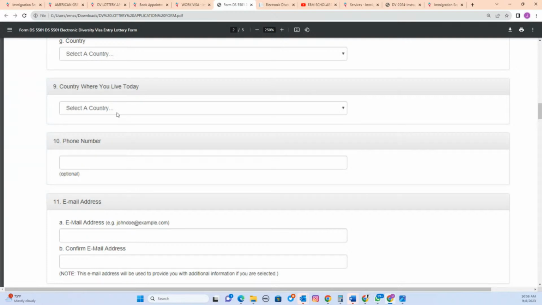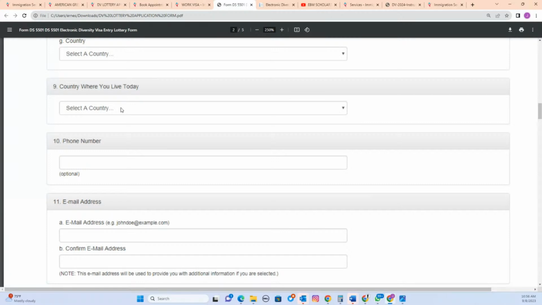But this location of the country, by default, it will show on the interview location, that is where you'll be doing the interview. But you can change it if you want. So the interview location, by default, will say the city where the embassy is in that particular country. If you say you live in Kenya, it will by default say Nairobi.